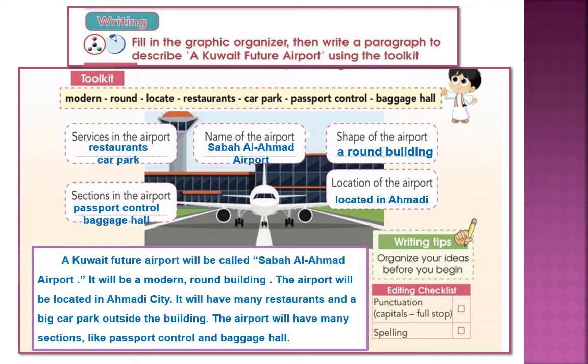Here is our paragraph: A Kuwait future airport will be called Sabah Al Ahmad Airport. It will be a round building. The airport will be located in Al Ahmadi city. It will have many restaurants and a big car park outside the building. The airport will have many sections like passport control and baggage hall.